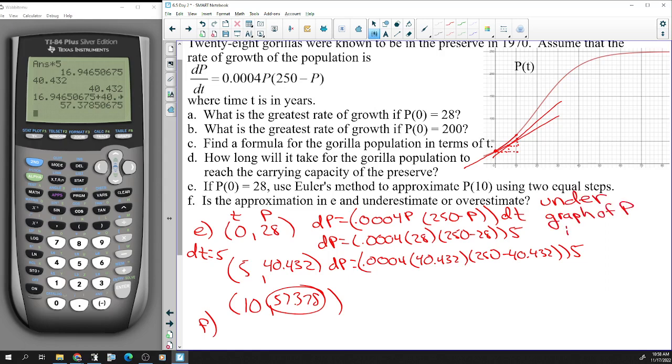Graph of P is concave up from t equals 0 to t equals 10. That causes an underestimate. Now, if you're on the part of the graph where it's concave down and you use tangent lines, all your tangent lines will be above the graph, so that'll be an overestimate.